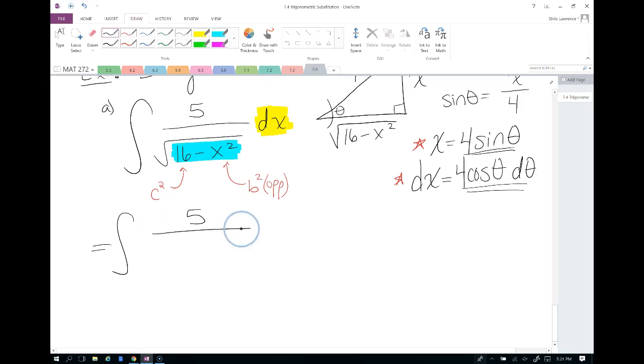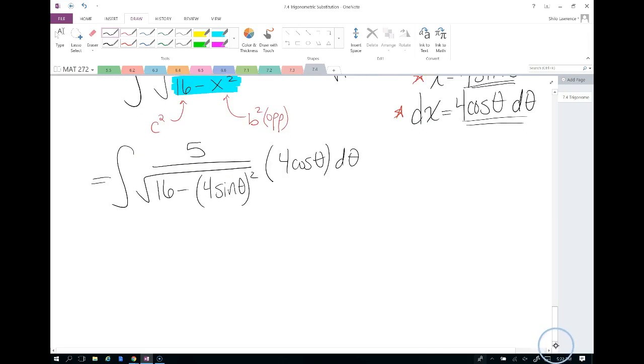So the 5 in the top is perfectly fine, and then that's divided by the square root of 16 minus your x squared. So 4 sine theta squared. And then instead of dx, I'm putting 4 cosine theta d theta. And I want to simplify this as much as possible. The first thing I'm going to do is I'm going to go ahead and multiply them together. So my numerator is 20 cosine theta. And remember, your sum or difference of squares is always going to simplify with a Pythagorean identity.